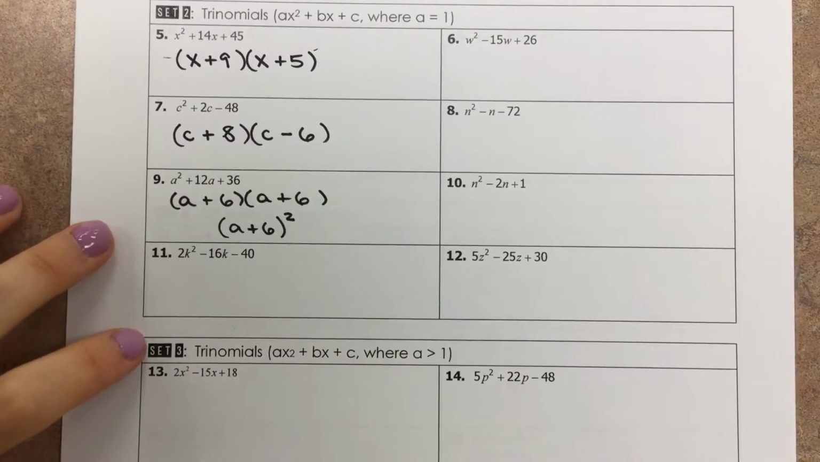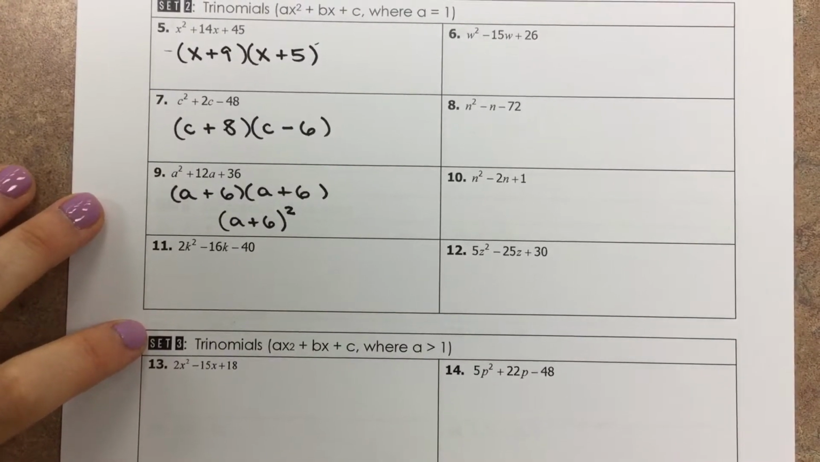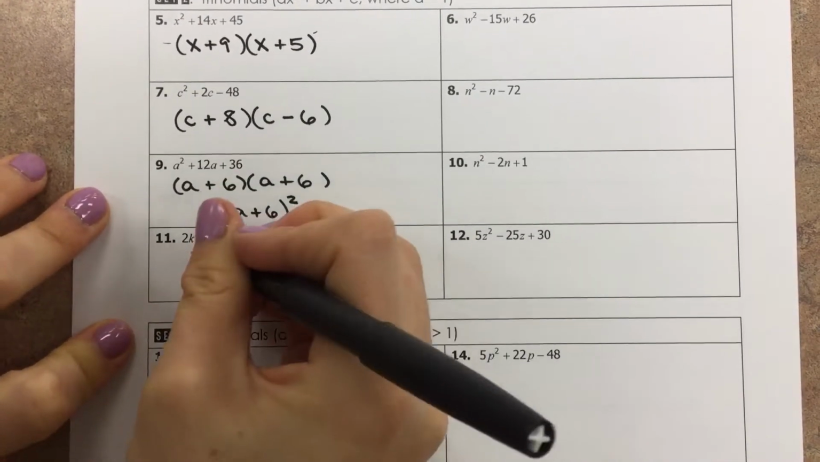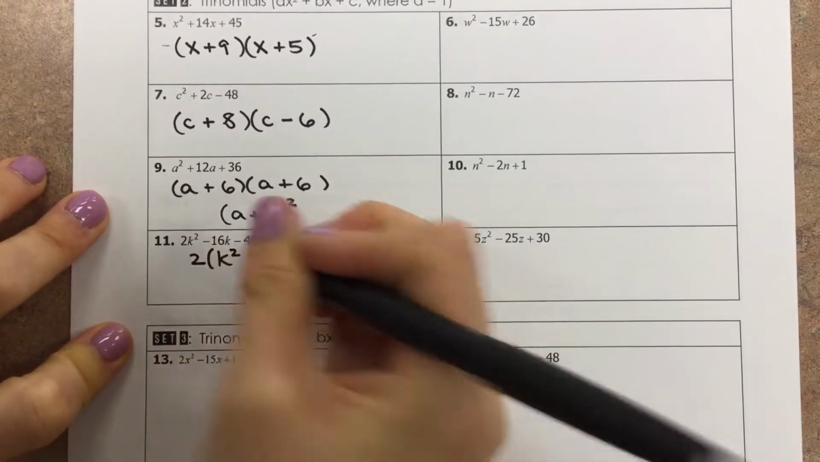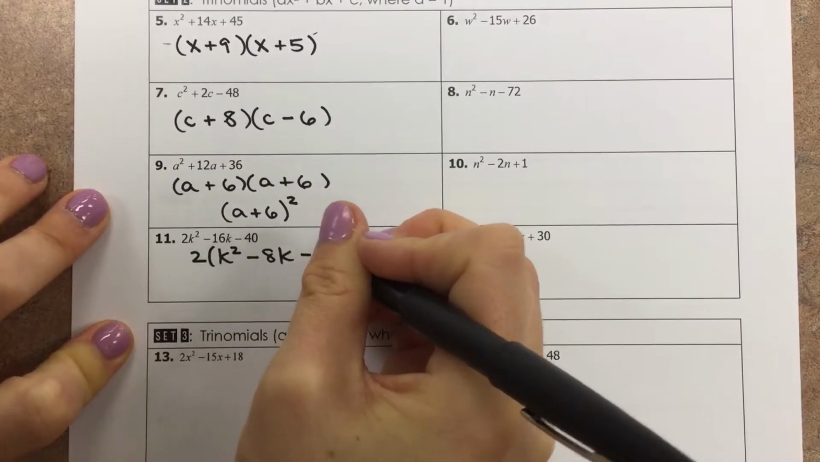All right, one more of these. Always look for a GCF first. If you look, all three of these terms are even. So that means that there's a 2 that we could factor out. So factor out a 2 and then undistribute. So this would be a k squared. Divide out a 2 here, we have -8k. Divide out an 8 here, we have -20.